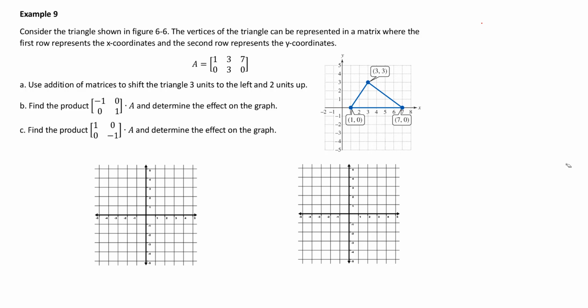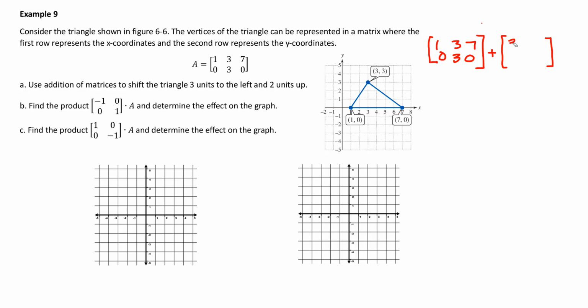So again, we want to move it 3 units to the left, which means we need to subtract 3 from every x coordinate. And then we want to move it up 2 units, so we're going to add 2 to every y coordinate. So that's all we need to do. So we just need to add the matrix. So we've got the matrix here, which has 1, 3, 7, 0, 3, 0. That first row is all of the x coordinates, and the second row is all of the y coordinates. And so we want to add a matrix that will subtract 3 from all the x coordinates and add 2 to all the y coordinates.